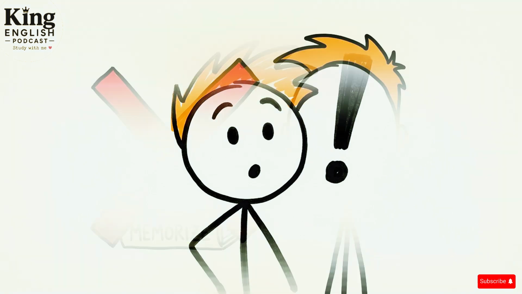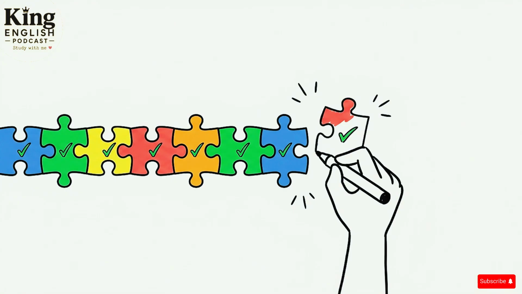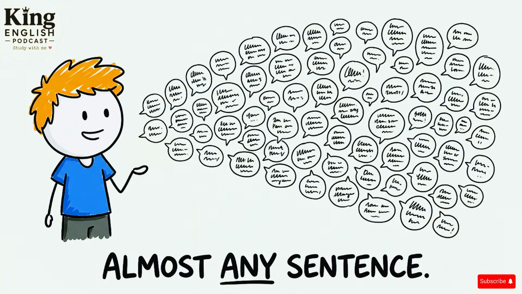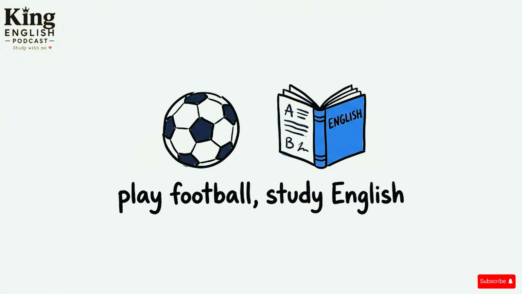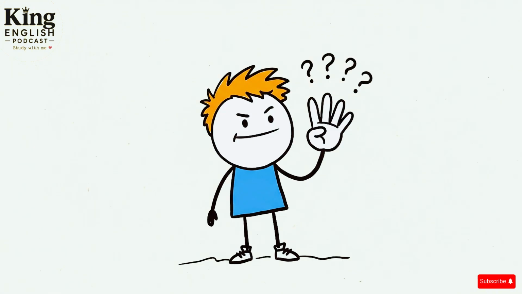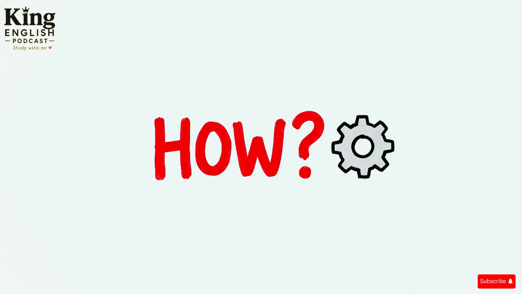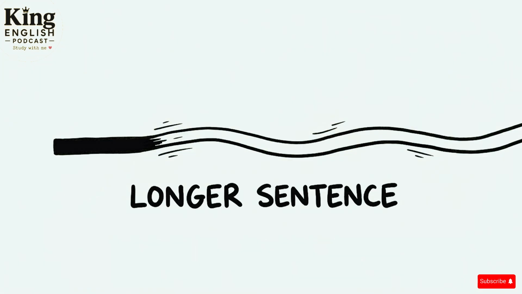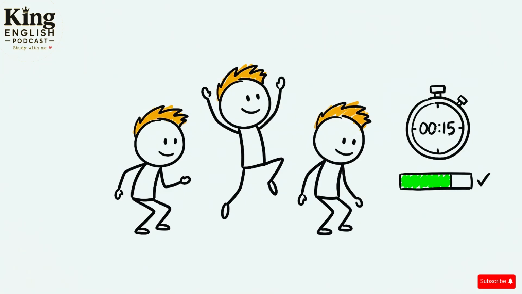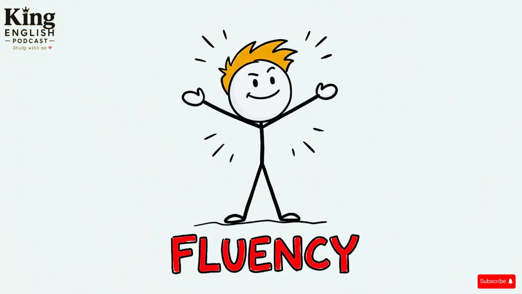See what happened? You didn't memorize anything. You simply answered questions. Every answer became another piece of the sentence. This method works with almost every English sentence. Eat food, watch TV, go to school, play football, study English. Just keep asking questions. When? Where? How? Why? The more answers you add, the longer your sentence becomes. And after enough practice, your brain starts doing it automatically. That's exactly how fluency develops.